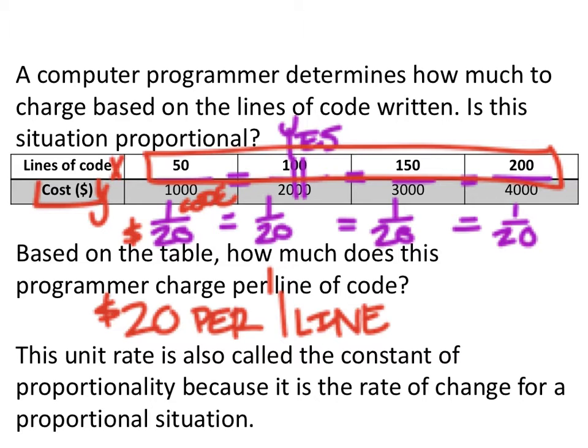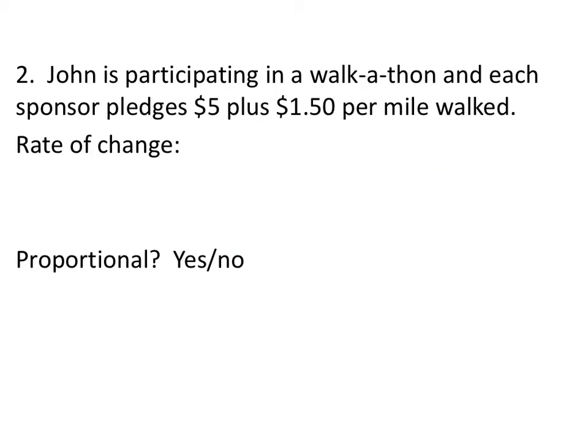I just call it the rate of change. We're going to call it something else in a later unit, but just understand it is going to come back. But for now, constant of proportionality is fine. Rate of change, I think, is a little bit better, because it is a rate, a comparison of dollars and lines in this case. All right, we go.